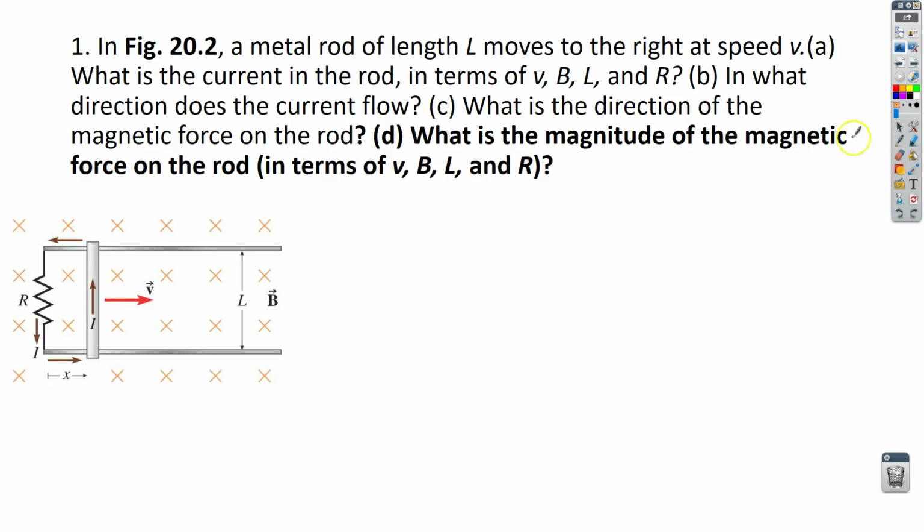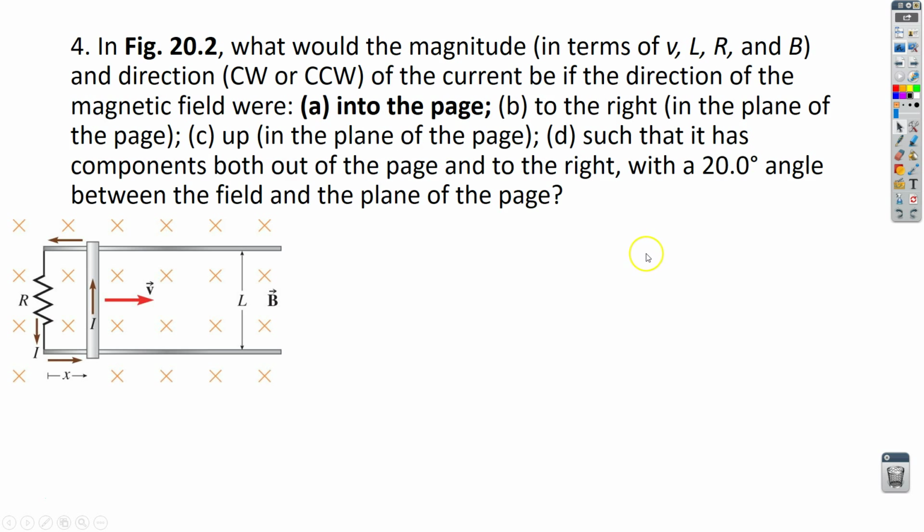Let's go ahead and take a look at the next one. Next problem is number 4. We have the same figure here. They want to know what would be the magnitude in terms of V, L, R, and B, and the direction, clockwise or counterclockwise, of the current if the direction of the magnetic field, and the first one is into the page. So we've really already done this one before. We know that it is going counterclockwise because our index finger is pointing to the right. We know that our middle finger is pointing into the page. That makes our thumb point up. Okay, so that would make this counterclockwise. So we're going to say this is counterclockwise.